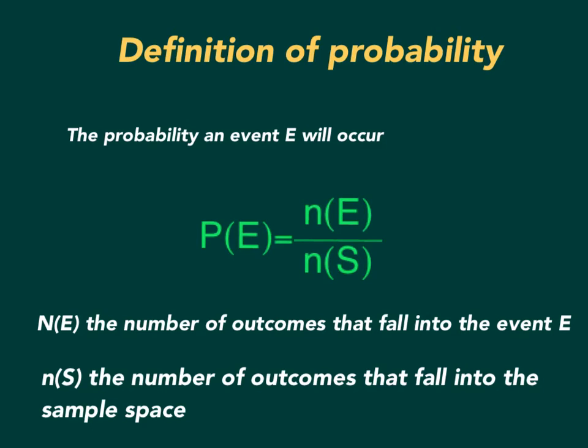So here's our formal definition of probability, so let's get this neatly in our notebook. The probability an event E will occur. So here's our notation. P of E equals lowercase n of E over n of S. And I'll explain what these mean. The n of E is the total number of outcomes that fall into event E, and n of S is the total number of outcomes that fall into the sample space.